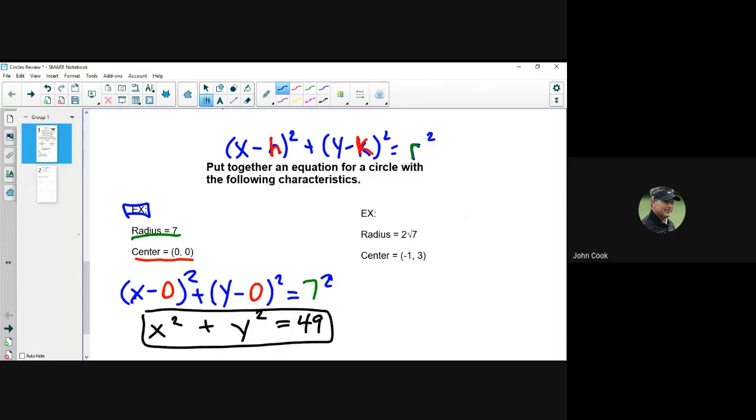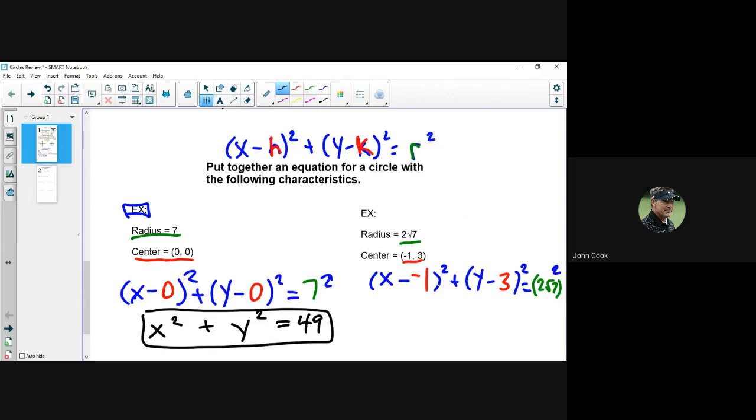Pretty easy, huh? All right, let's do the exact same thing with this information. So let's write up the stuff that we need to leave alone. X minus something squared plus y minus something squared is equal to the radius squared. Okay, so now we do our center, which is negative 1, 3. So negative 1 goes in for the x value, 3 goes in for the y value. And then we have a radius that is 2 square root of 7. Oh, that's kind of a weird one, 2 square root of 7 squared. Okay, let's just evaluate it and see what we get.